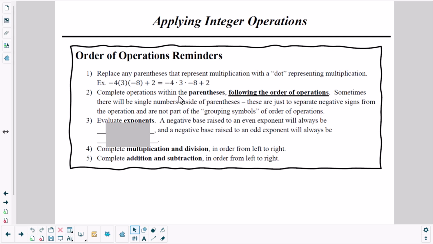Evaluate exponents. Remember that a negative base raised to an even exponent will always be positive, and a negative base raised to an odd exponent will always be negative. Next thing I would do is complete multiplication and division in order from left to right, and finally addition and subtraction in order from left to right.